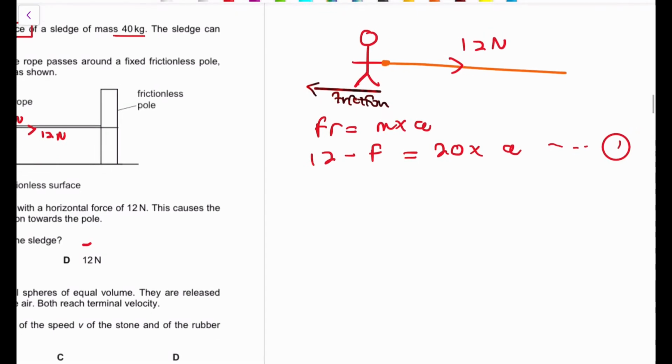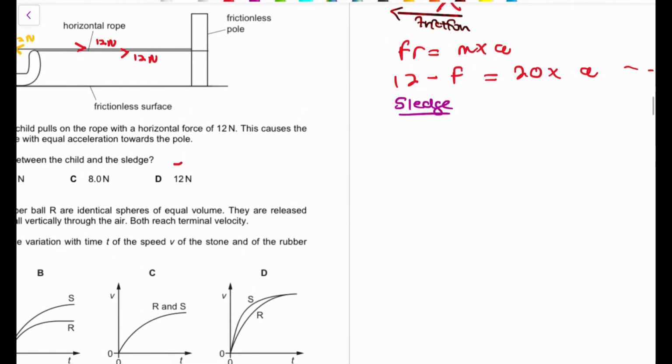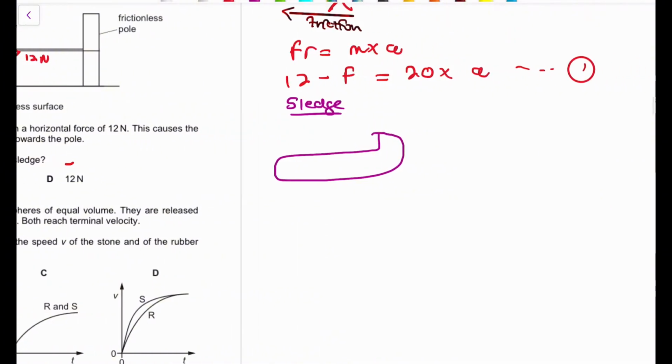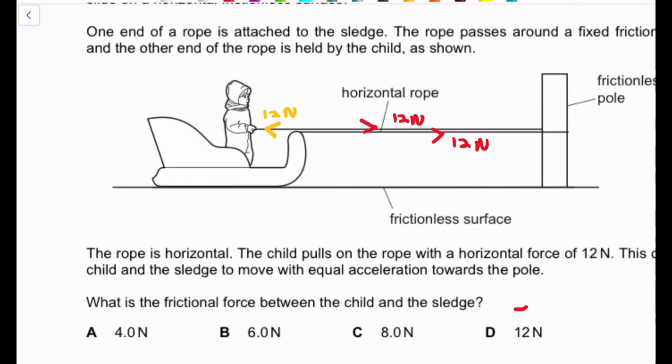The second scenario is for the sledge. We consider the sledge as we considered the child, as an independent system. The sledge is connected to a rope, so the rope is also here. The sledge experiences a force going forward of 12 newtons, but there's also going to be a friction, and this time the friction is going to be forward. This is our frictional force. Why is this forward? Get this: as the child is about to move forward, the child is about to move forward.